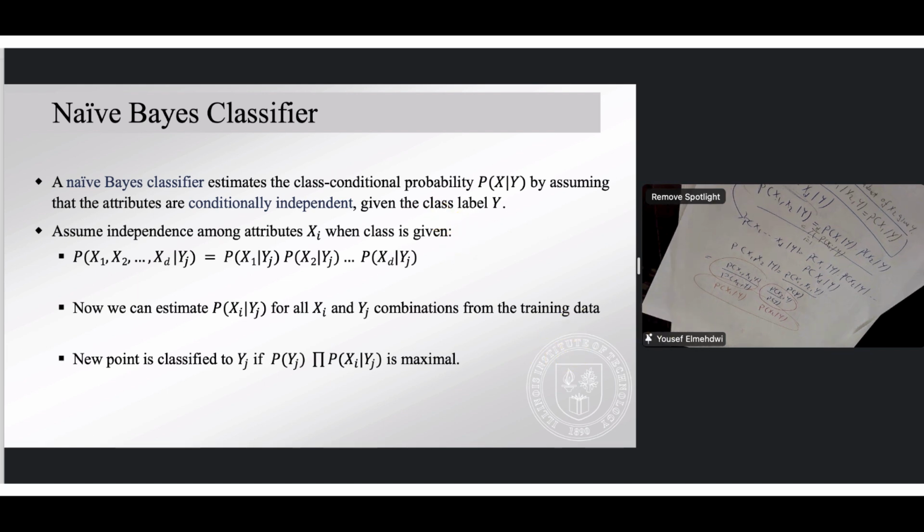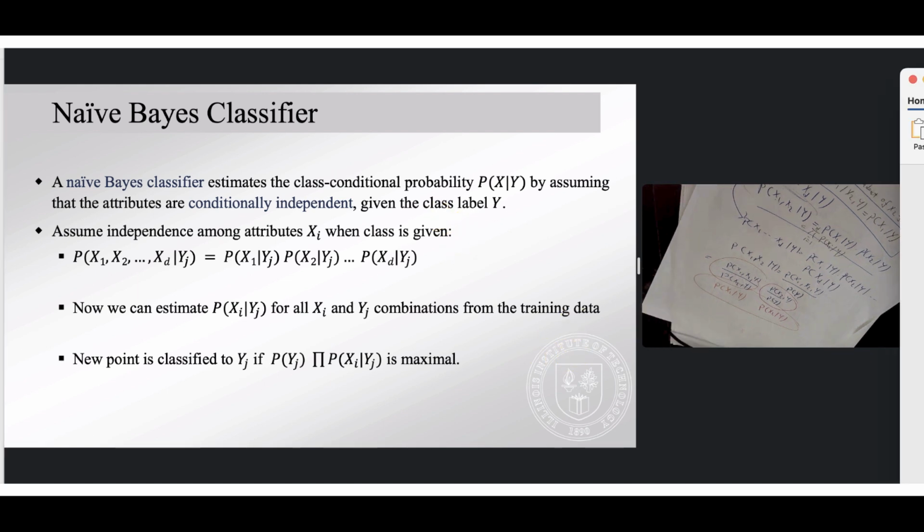To put everything together, if we try to use a naive Bayes classifier, we assume the class conditional probabilities are estimated by assuming that the attributes are conditionally independent. That's why it's called naive. Given the class label, of course. I always forget to mention that the class label must be given here. This assumption of attribute independence allows us to simplify the joint probability calculation, as we're going to see.